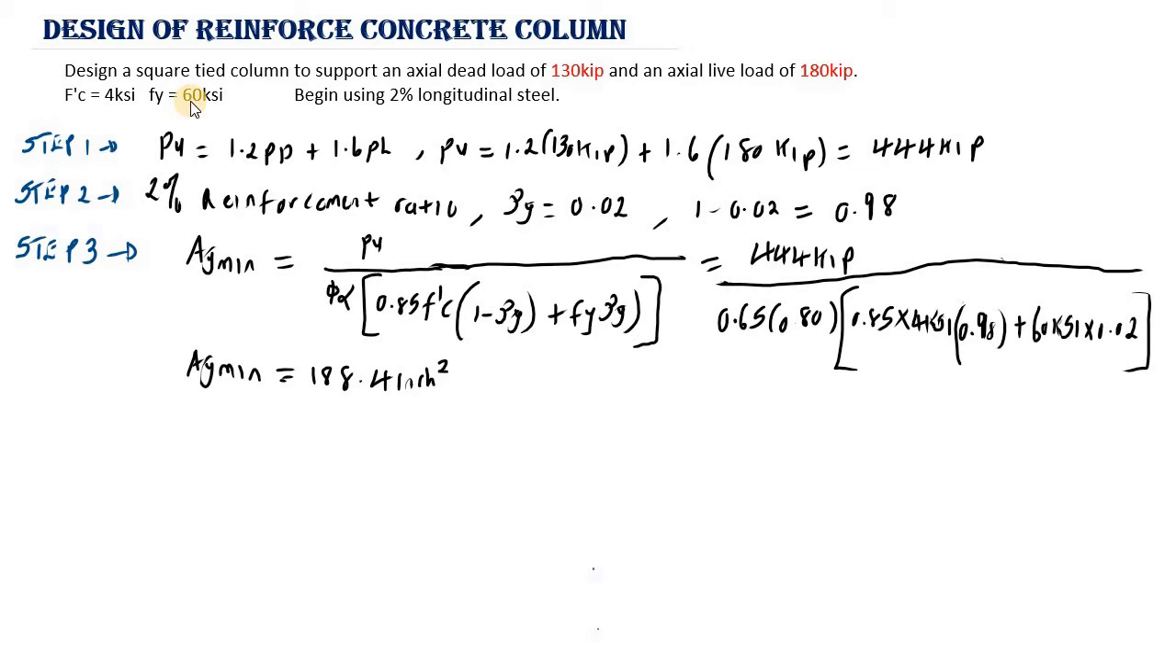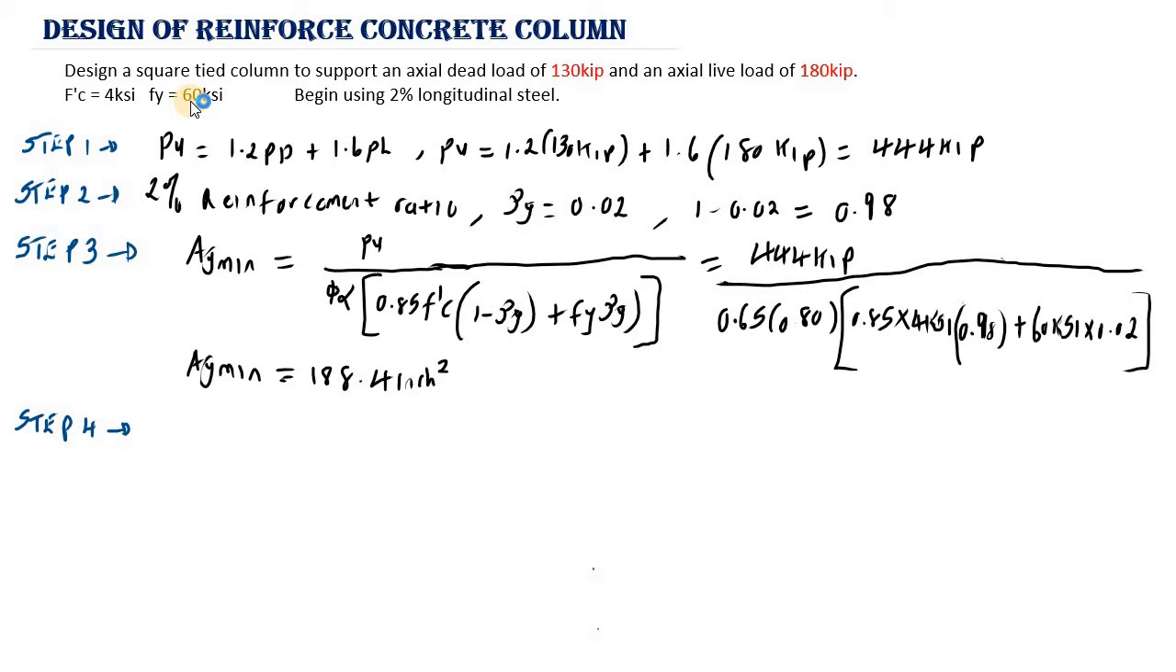Now we need to move to step 4. What are we going to do in step 4? In step 4, we are going to select the column dimension. Now, we know that this is a square column, meaning the width and the depth are going to be similar. We are going to have the same value for the width and the same value for the depth.